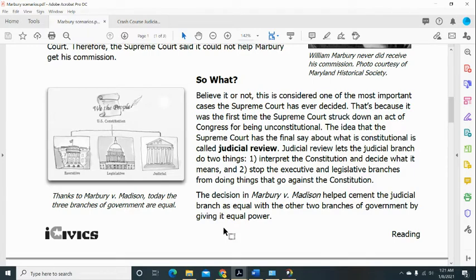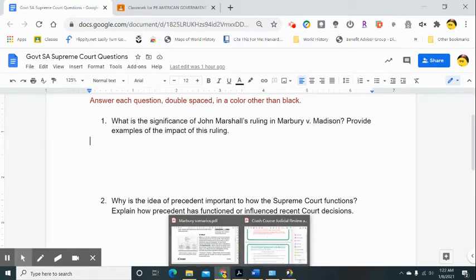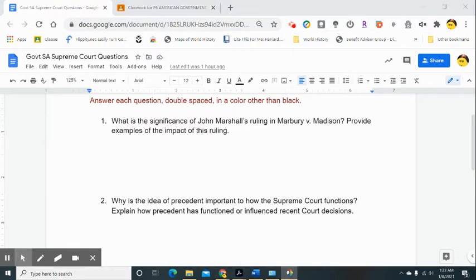So in other words, the power to rule on laws. This cements the judicial branch as equal with the other two branches of government, primarily because they have the power of judicial review. That's the significance of the impact of this ruling. The significance is the idea of judicial review, the precedent of judicial review, and the Supreme Court has final say on whether laws are constitutional or unconstitutional. The Supreme Court has exercised this.